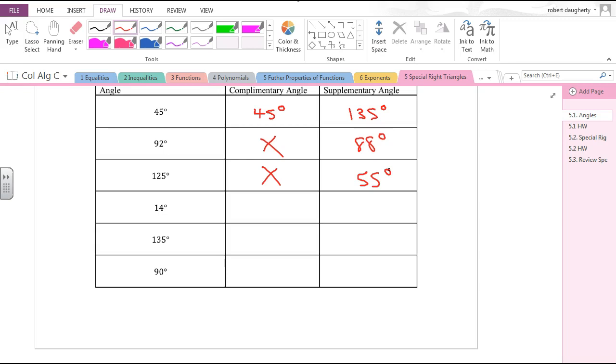14, what's the complementary angle? 76. And the supplementary angle, 166. Supplementary, they add to 180. 135, there is no complementary. What's the supplementary angle? 45. 90 degrees, what is the complementary angle? 0. And the supplementary angle is 90.